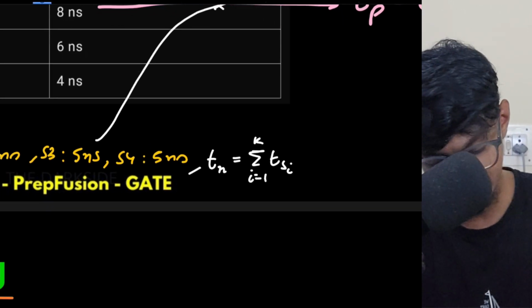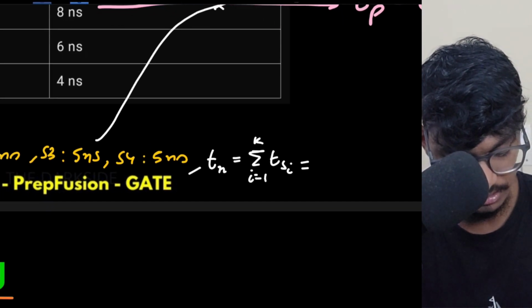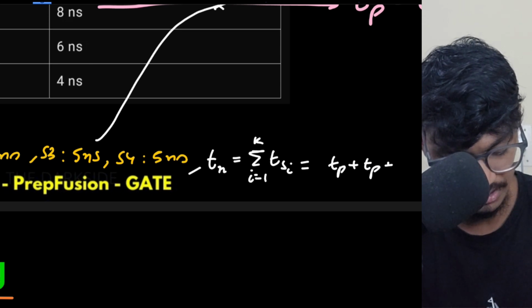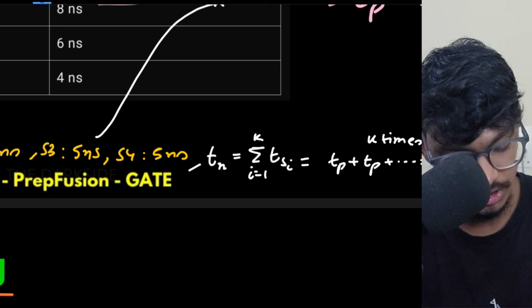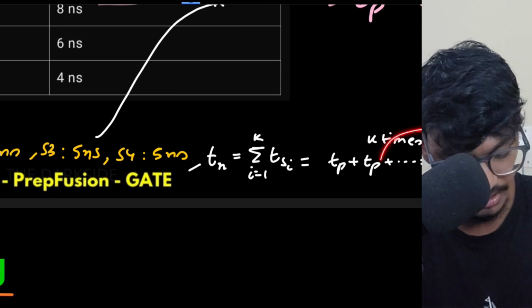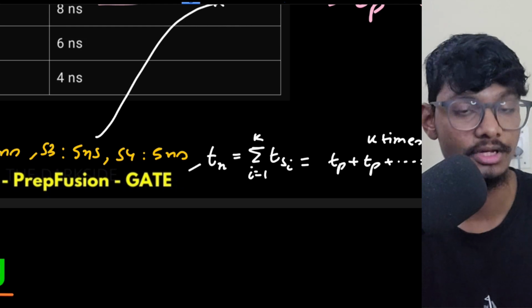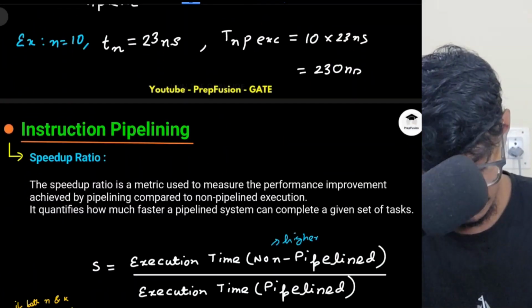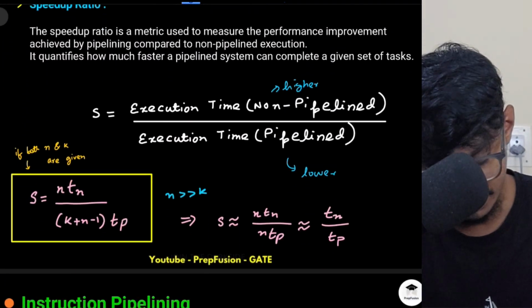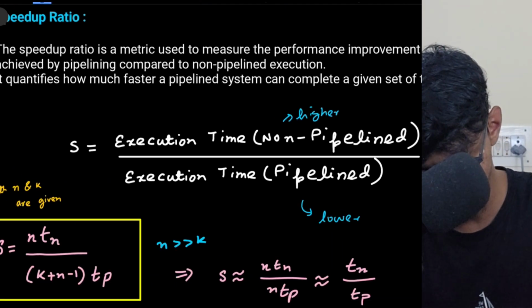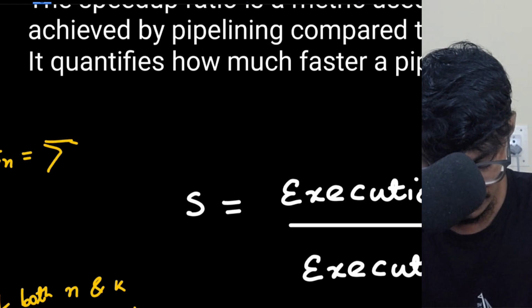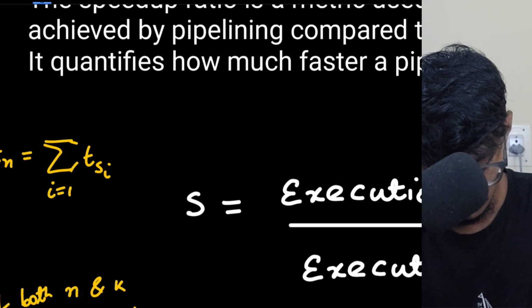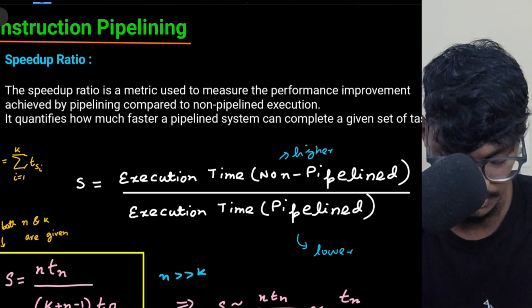Correct? So this can be written simply as Tp plus Tp plus Tp, k times. This becomes k times Tp, because Tp is the same and it is a balanced system. This is only valid for a balanced system. Generally the formula for Tn, which I will write here, is whatever I have written at the top, that is, the sum of the time taken by all the stages, i equals 1 to k, where k is the number of stages.